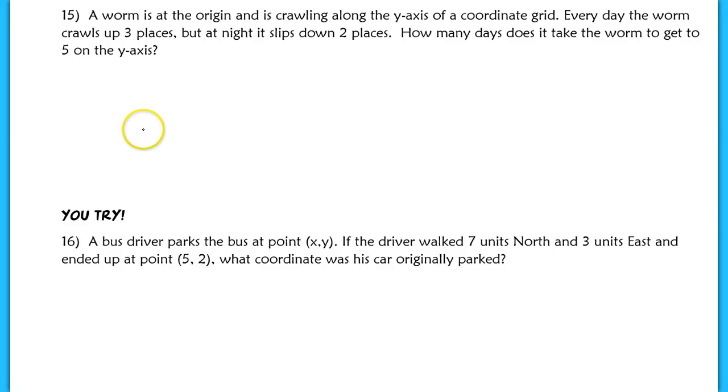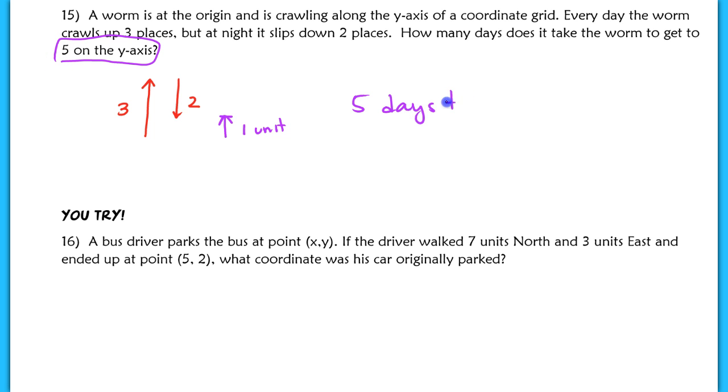So let's see, he's going up 3 units, but then he comes back down 2 units. So overall, his distance every day is only 1 unit up. If he's only making it 1 unit up every single day, then it's going to take him at least 5 days to get to 5 on the y-axis. So it's going to take him 5 days to get to 5 on the y-axis.